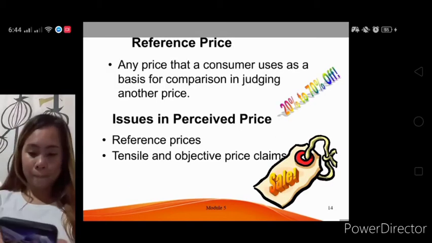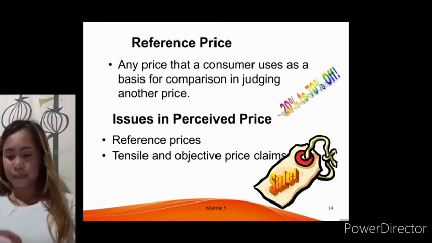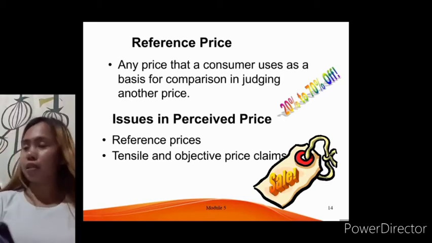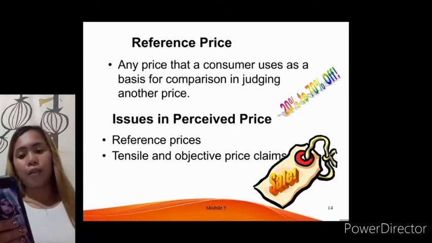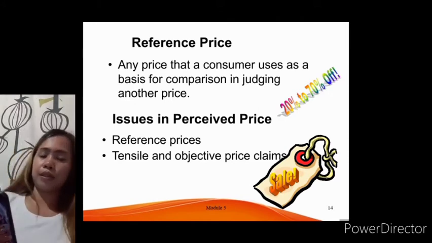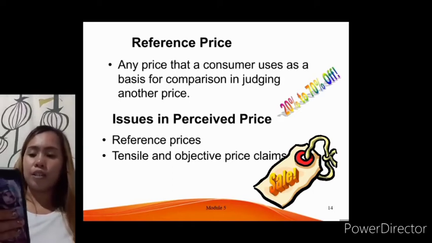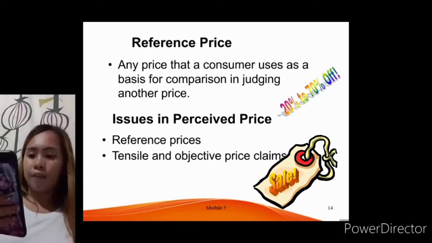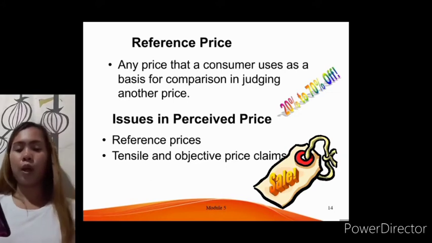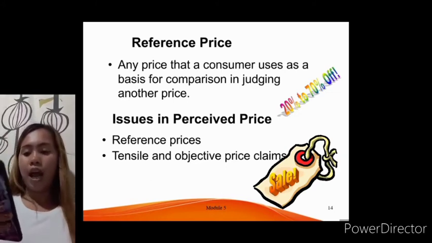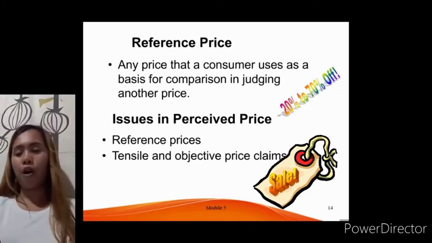Reference prices. External reference price and the internal reference price. There are issues in perceiving a price, and there are the reference price and the tensile and objective price claim. Let me discuss first the reference price that consists of the two, external and the internal reference price. Speaking of external reference price, it talks about the period of a product, the brand image, the retail store image, or the country of origin. And when we say internal reference price, it is about the size, the color, flavor, or aroma, and etc. of the product.